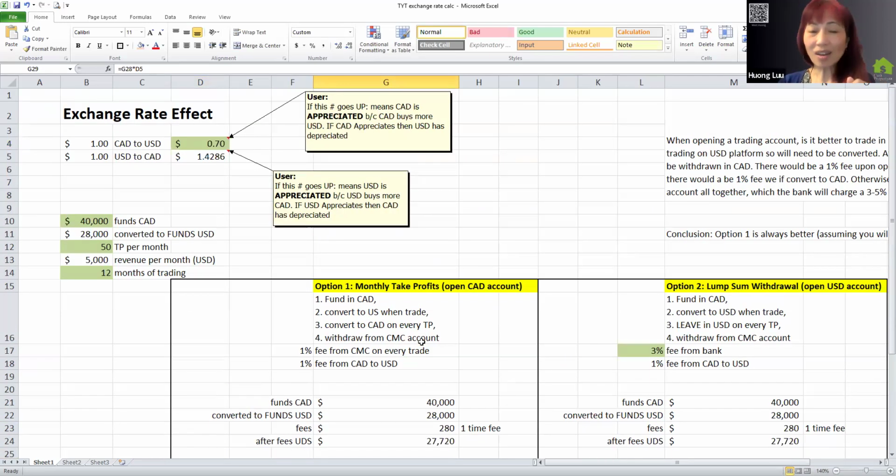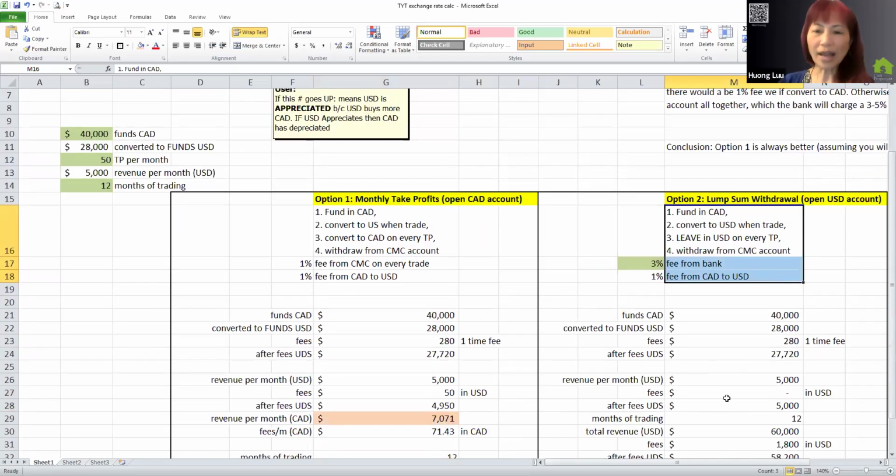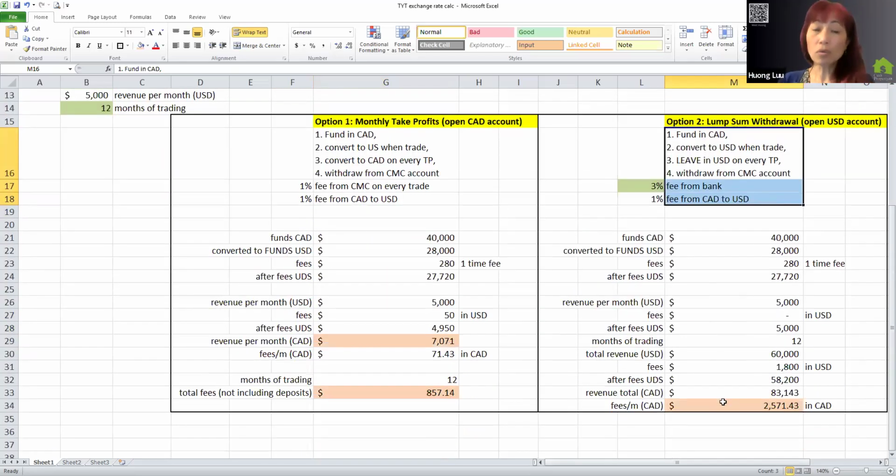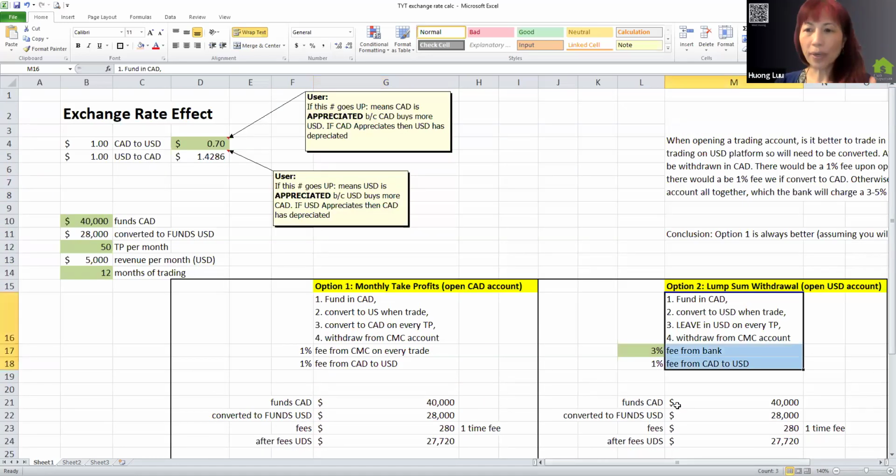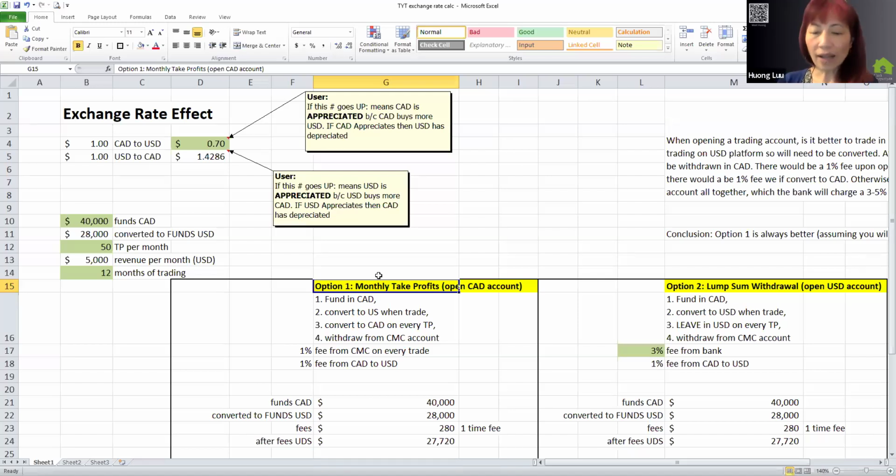Okay, so that is all I have for you today. So out of option one and option two, which one's better? Option one is better. It is better to do your conversions and pay that 1% fee at every single take profit rather than leaving it at the end and paying that 3% at the very, very end. Okay, so that's what this calculation is telling me. So what this is telling me is when I open up my trading account, I should open it up in a Canadian account, a Canadian dollar account.